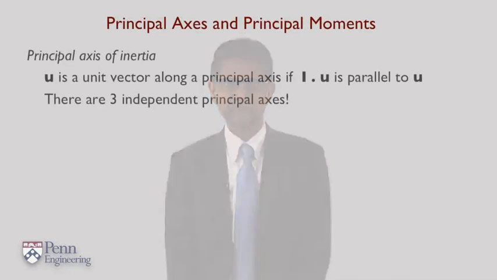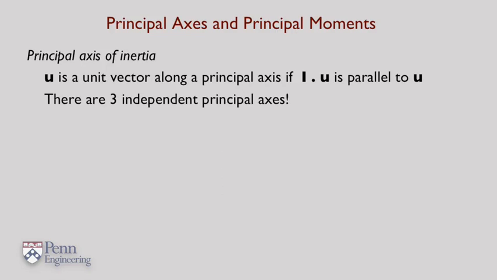Before we can write down the rotational equations of motion, we have to define principal axes and moments of inertia. A principal axis of inertia is defined obviously by a direction. Let's say u is that direction. Well, u is a unit vector along a principal axis if I times u is parallel to u.